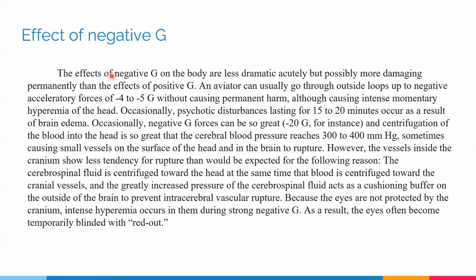Now, after looking at the effects of positive G, we'll look at the effects of negative G. The effects of negative G on the body are far less dramatic acutely, but possibly more damaging permanently than the effects of positive G. An aviator can usually go through outside loops up to negative acceleratory forces of minus 4 to minus 5 G without causing permanent harm, although it causes intense momentary hyperemia of the head.